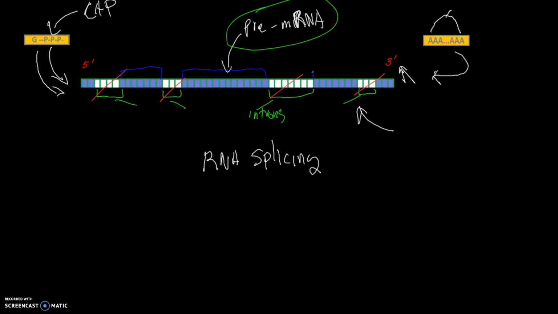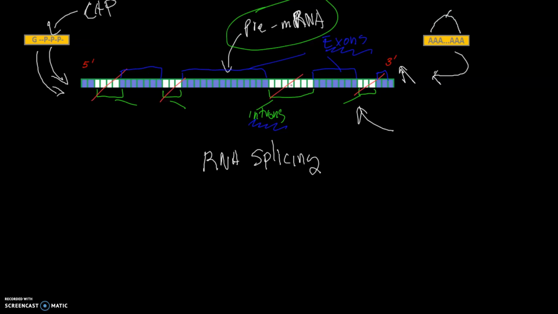The remaining segments of this pre-messenger RNA are more precisely known as exons. These are the exons. They are the regions of the gene that are actually functional, in which they have the ability to produce amino acids. So these introns are going to be cut out from this pre-messenger RNA, and these exons are going to be joining each other to become a mature messenger RNA.